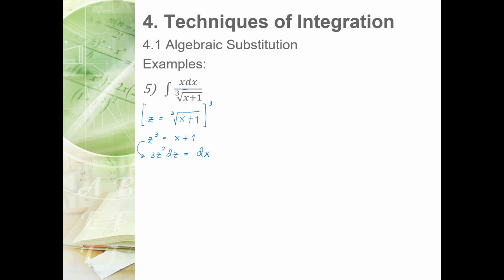So this one is represented by the z. Your dx is represented by 3z squared dz. So your x variable, the remaining variable here, you can isolate the x parameter here. So z cubed minus 1 is equal to x. So the x parameter here is this one.